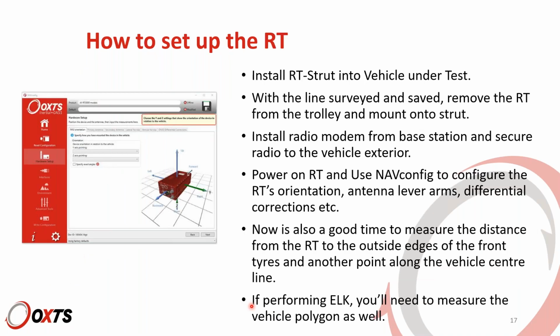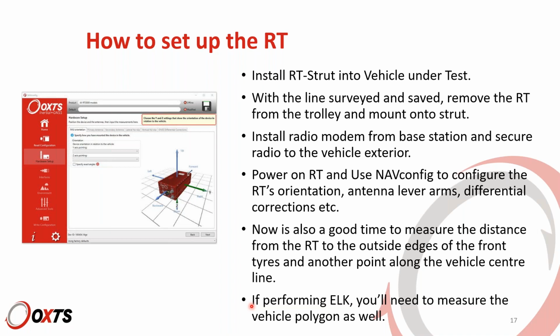Then with the lines mapped, you need to set up the RT. So you'll want to take the RT out of the survey trolley, put the strut into the vehicle under test, and put the RT onto the strut, moving the radio modem and antenna as well. And then in the same way, you'll want to power the RT, open navconfig again, and make sure you change the configuration, because it will probably be oriented in a different way to how it was on the survey trolley, and certainly the antenna lever arms will be different.